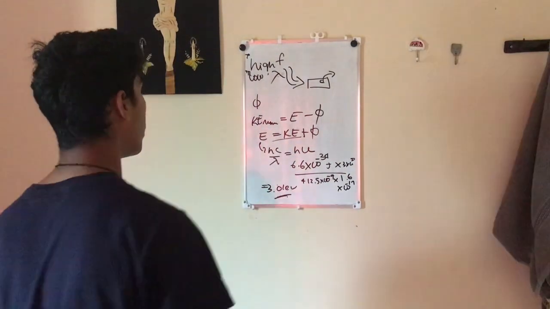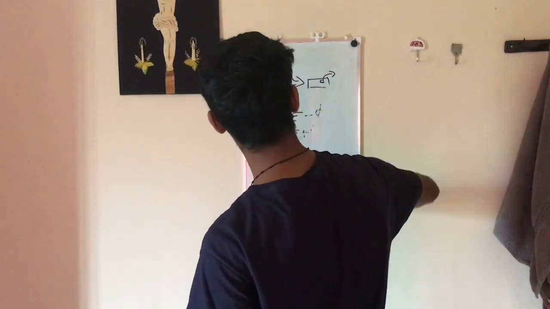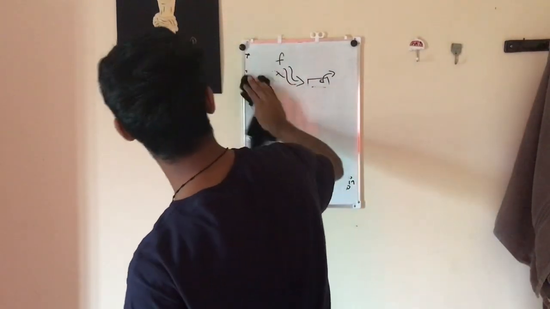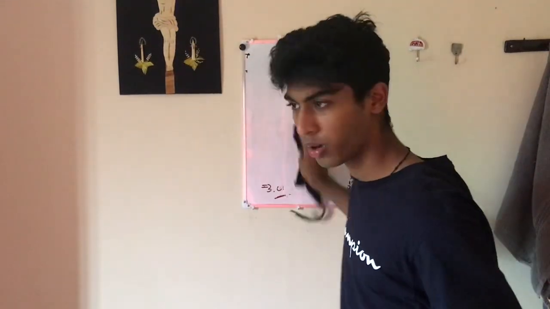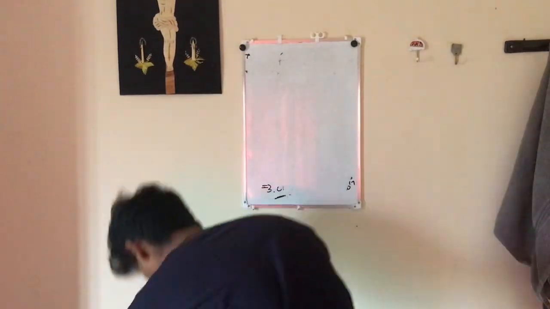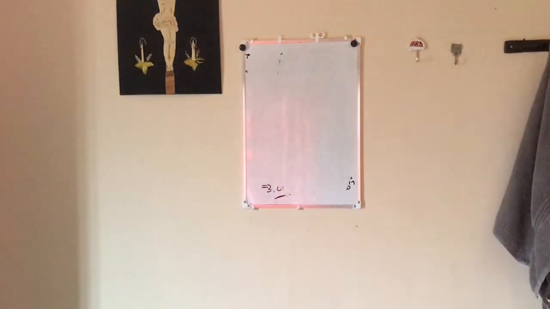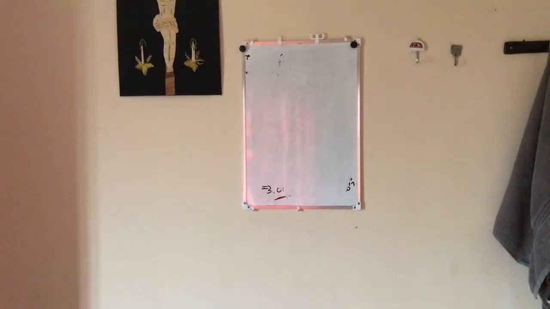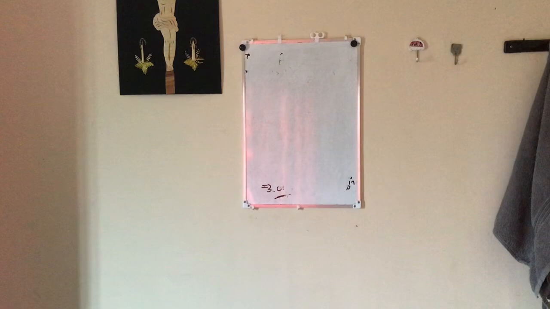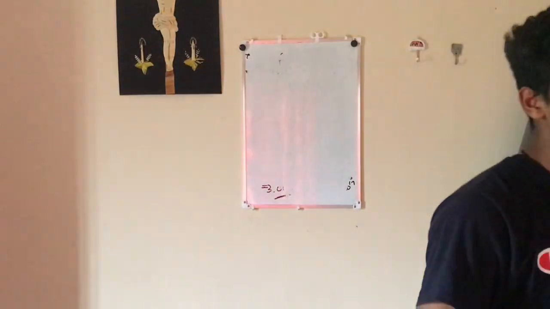After work function is over, we'll discuss Einstein's photoelectric effect. I'm pretty sure everyone knows, there's no need for further explanation. You just have to use that equation. Einstein's photoelectric equation is that kinetic energy maximum is equal to energy minus work function.